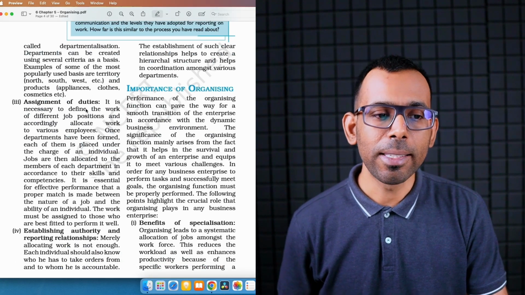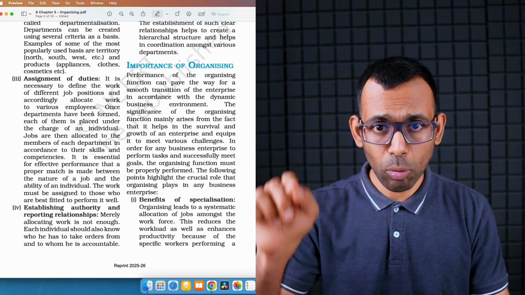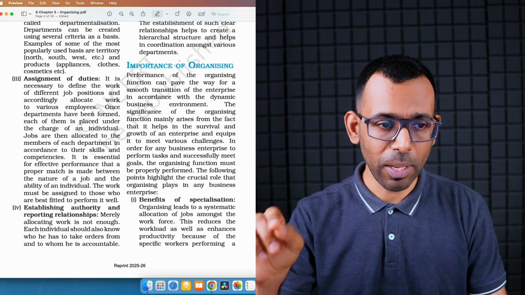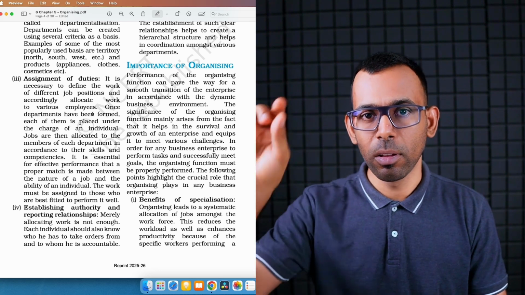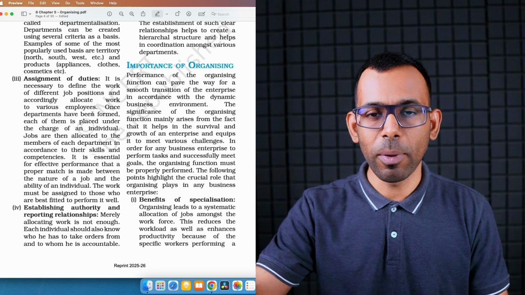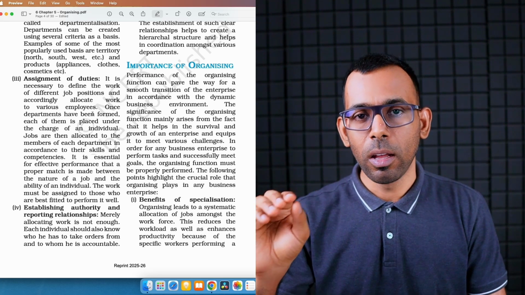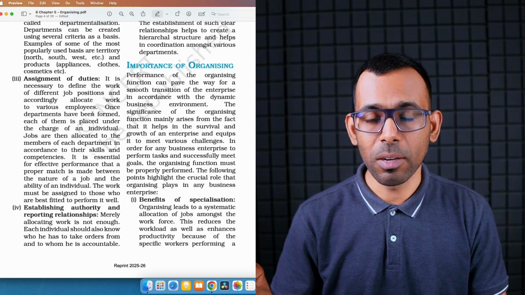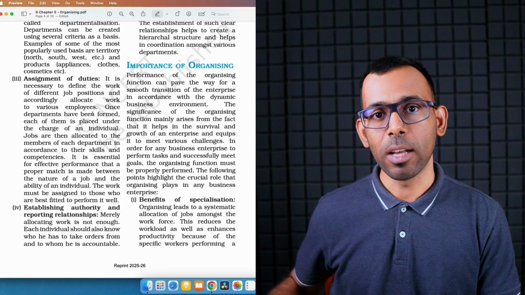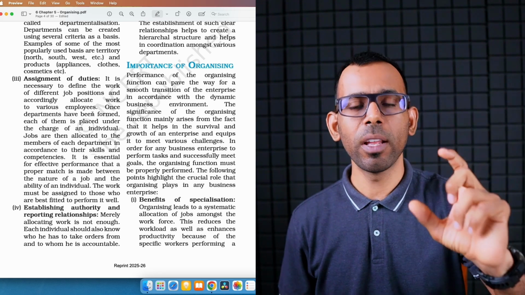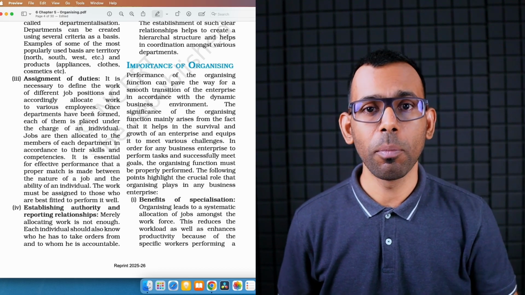Then the third step is assignment of duties. After you create departments, you have to create roles, as I said some time ago. How many roles are there? Let's say in the finance department: VP finance, general manager finance, deputy general manager finance, and then you will have deputy manager finance, assistant manager, executive, senior officer, officer, junior officer, assistant. So a simple finance department will have such a long hierarchy if it is a very big company.